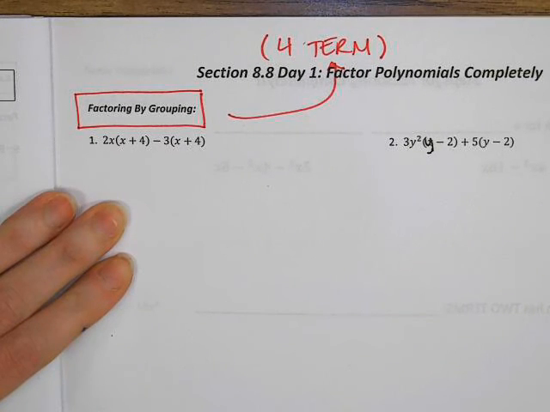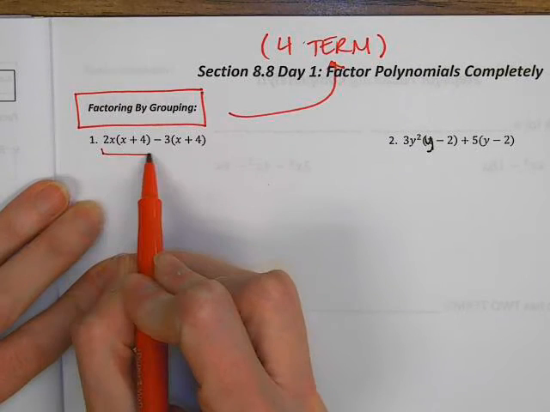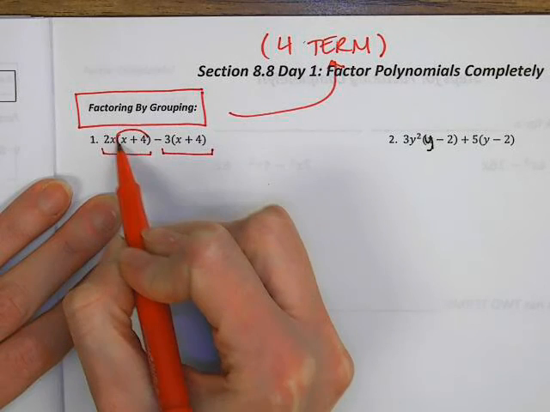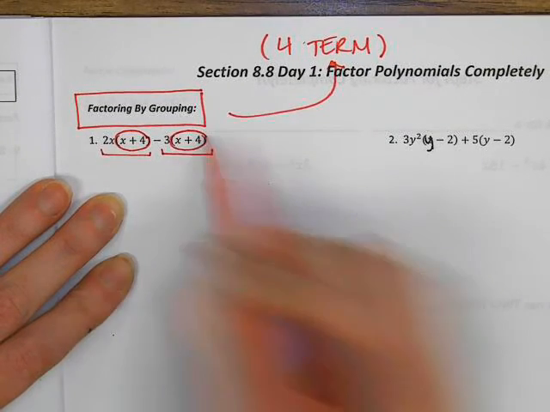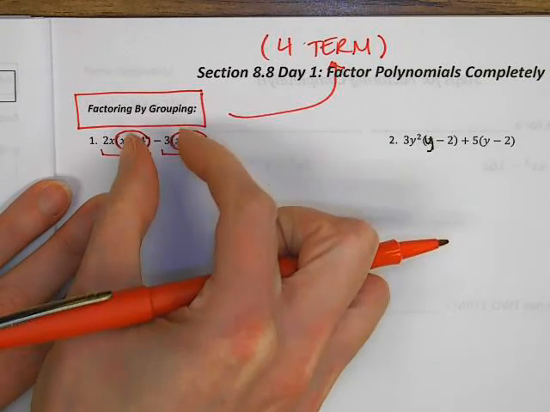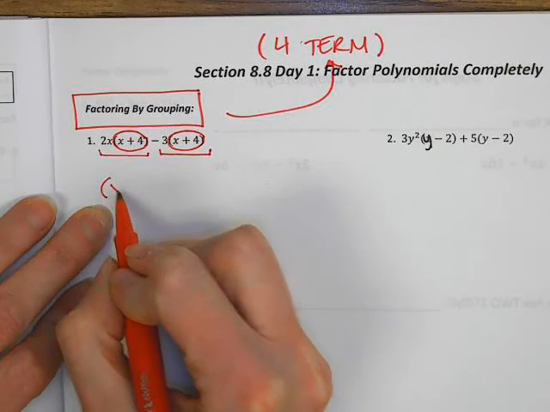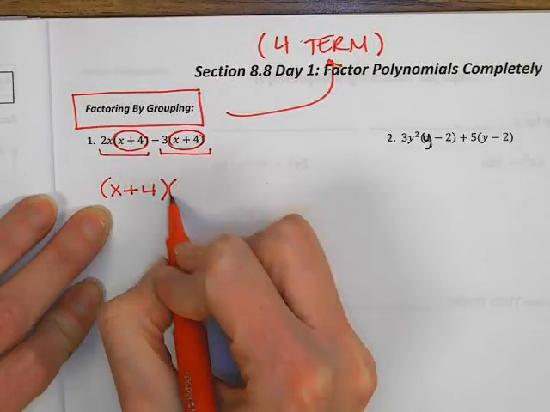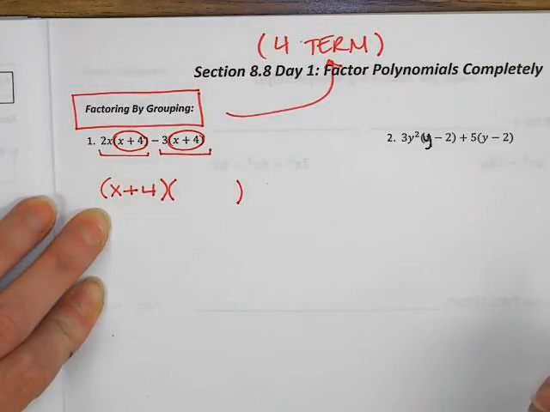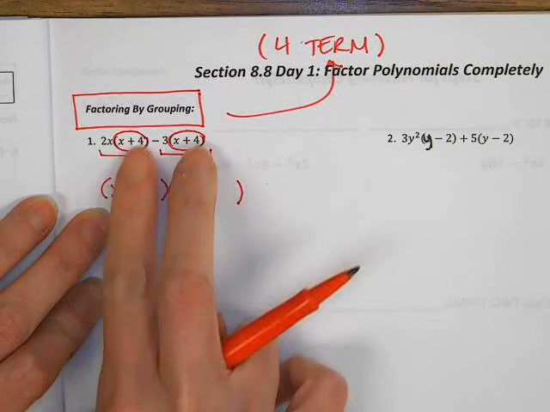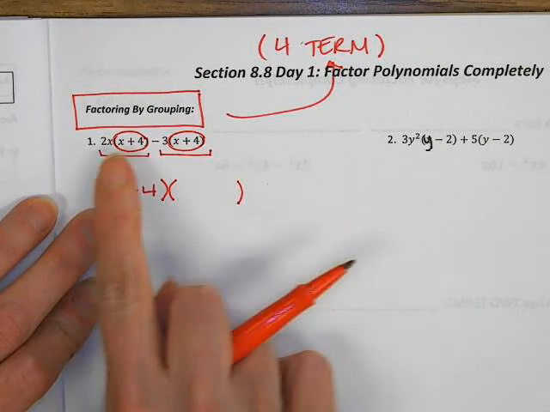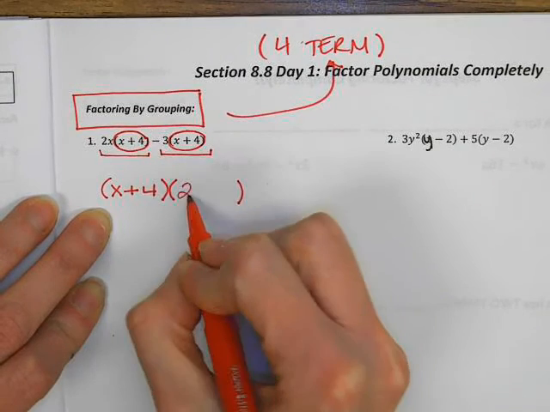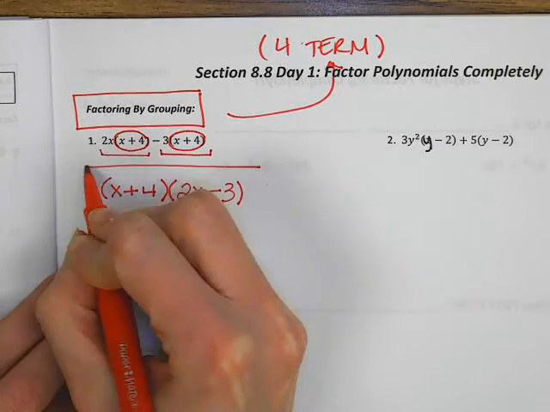First I want you guys to look at this. See how this piece and this piece both have a common factor? They both have an x plus 4 in parentheses. So when that happens, we factor out that common parenthesis, draw another parenthesis, and see what's left over. What's left over is anything that's not part of that: 2x minus 3. And that is factored.